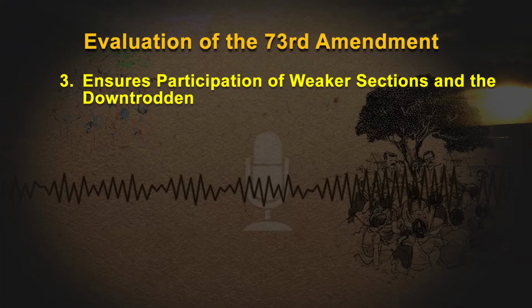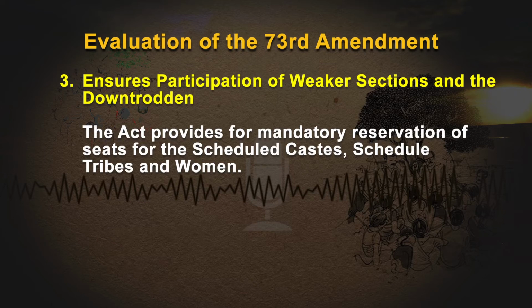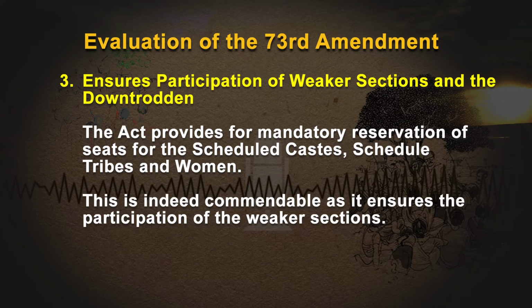Moreover, the amendment provides for an election commission for each state for the conduct of the elections to the Panchayati Raj bodies. This ensures impartial and fair elections. 3. Ensures participation of weaker sections and the downtrodden. The Act provides for mandatory reservation of seats for the scheduled castes, scheduled tribes and women. This is indeed commendable as it ensures the participation of the weaker sections.